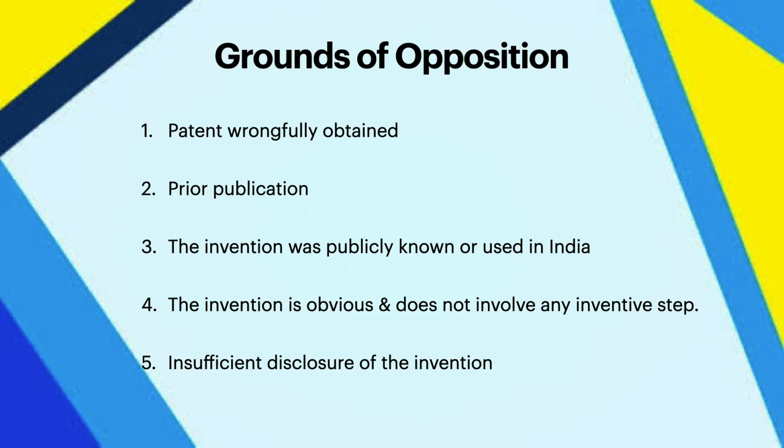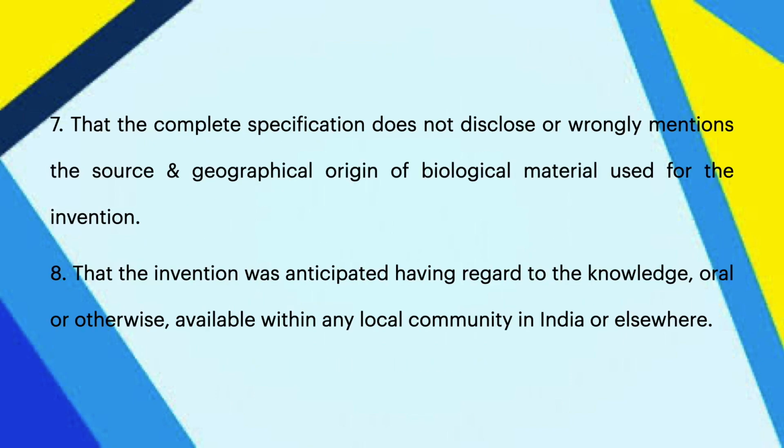When, how, at what place was it invented, at what time, or what were the raw materials used, how did the idea cross your mind, is it industrial usage, etc. All these things are incompletely mentioned. Therefore, insufficient disclosure of the invention will also become a ground of opposition. Is that clear? These are the first 5 grounds of opposition.